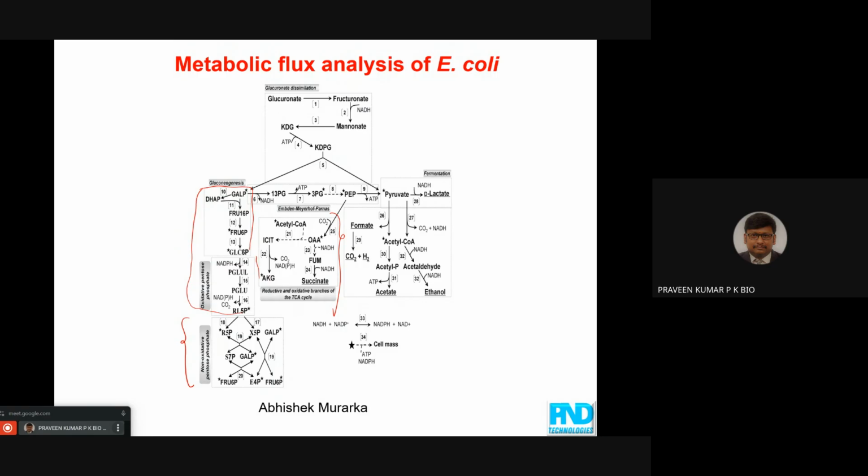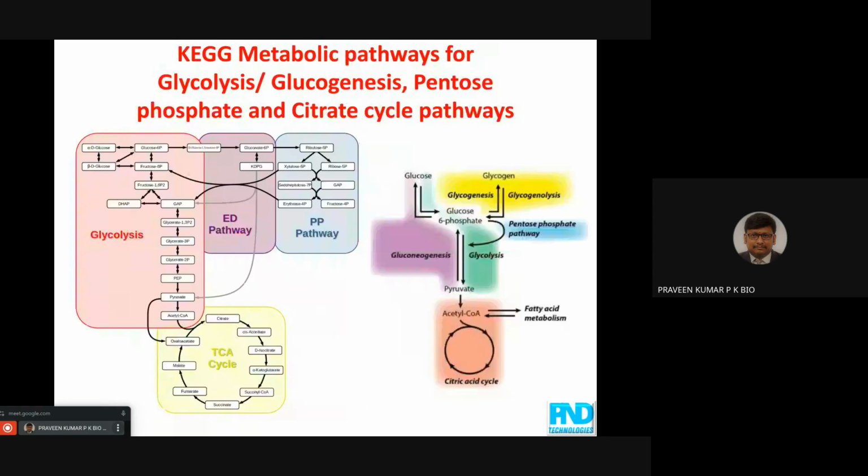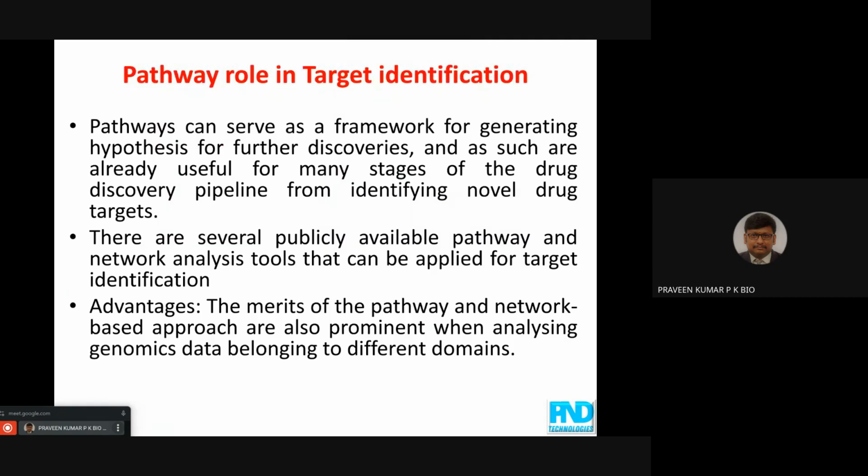This is a metabolic pathway of equilibrium. However, as I mentioned, if you see in KEGG, the glycolysis can be linked with the ED pathway, the pentose phosphate pathway, the Krebs cycle, the TCA cycle. Like this, you can see all these pathways can also be interconnected. So you have numerous metabolites interlinked in this pathway.